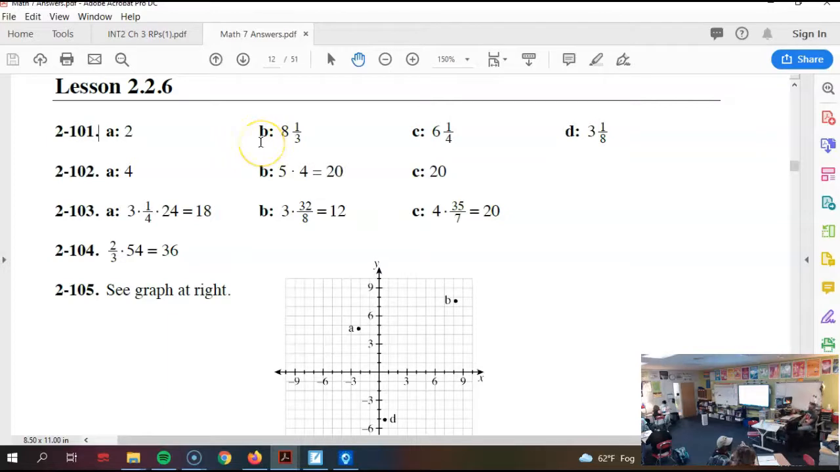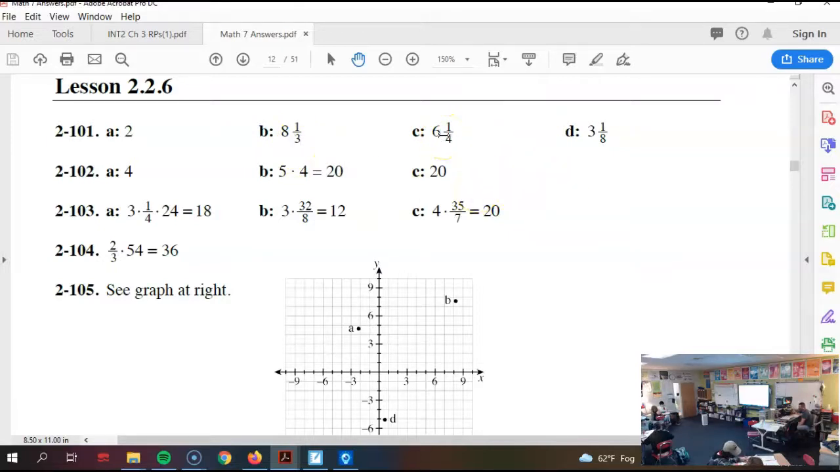B is 8 1/3. Or, what's the improper? Anyone have the improper fraction? 25/3. Or, yeah, you might have something over 6. What is it over 6? 50. Just 50, right? So 50/6. Yeah, that works too. You're going to need to check your math. It's definitely not 6. It's 8 1/3 if we go to the mixed number form.